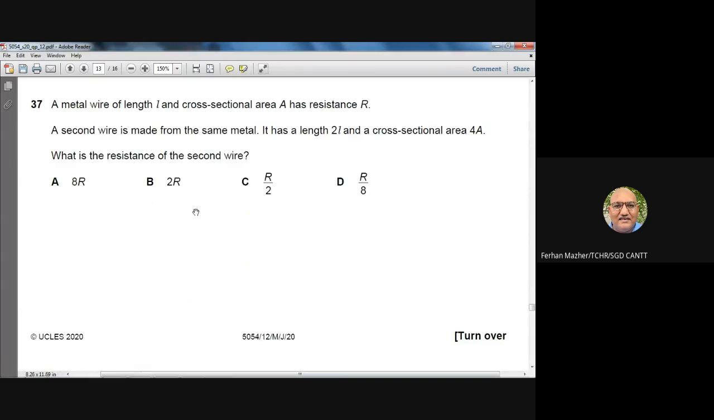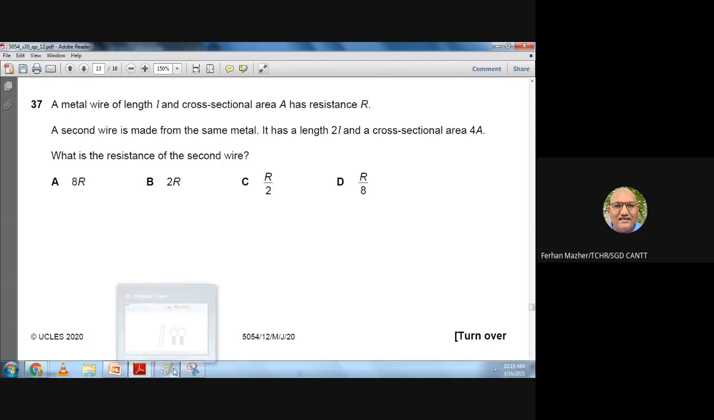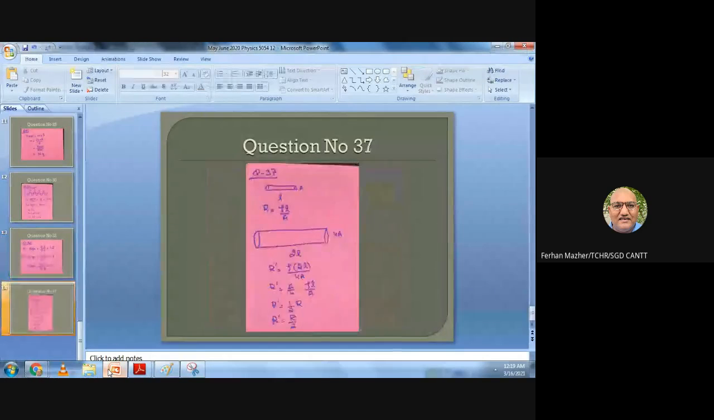Question number 37. A metal wire of length L and cross-sectional area A has a resistance R. A second wire is made from the same metal. It has a length 2L and a cross-sectional area 4A. What is the resistance of the second wire? Let me show you. I have done this on a paper. This is question number 37.